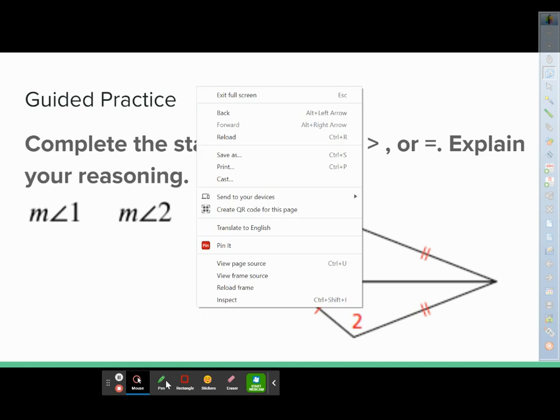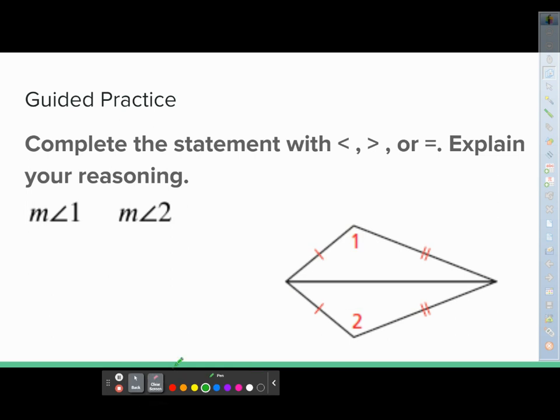Alright, Taylor, what did you and your partner, which sign did y'all fill in? Less than, greater than, or equal to? How come they would be equal to each other? Because all sides are congruent. How do you know that all sides are congruent? Because they have the line from them. Oh, the reflexive property, this line here? Yeah, so this line would be congruent. So since all three sides are congruent, then that makes the two triangles congruent. So angle 1 would be congruent to angle 2.